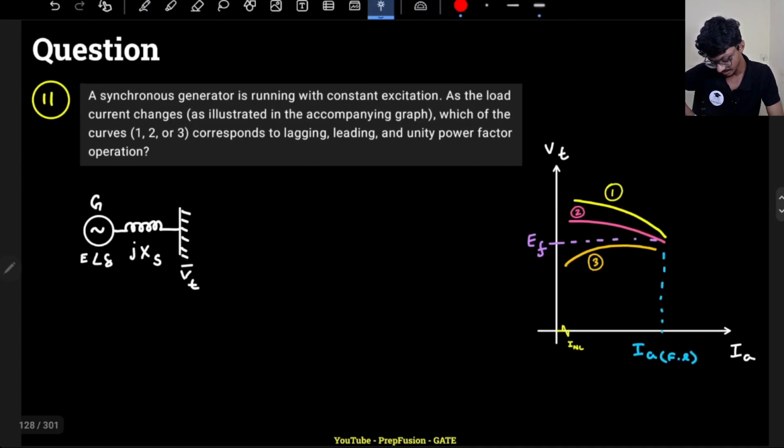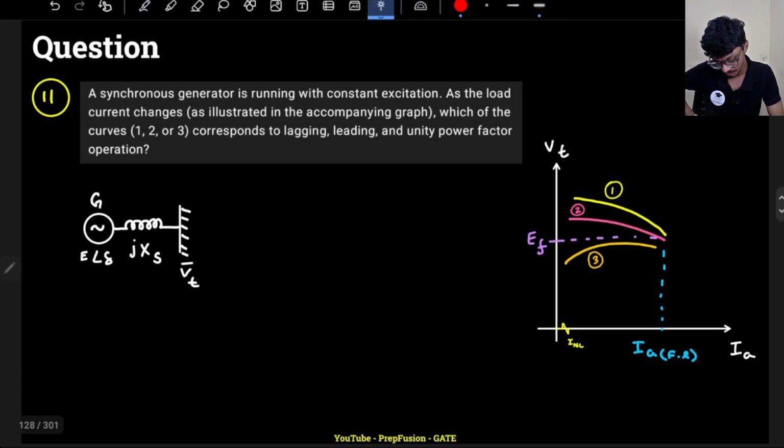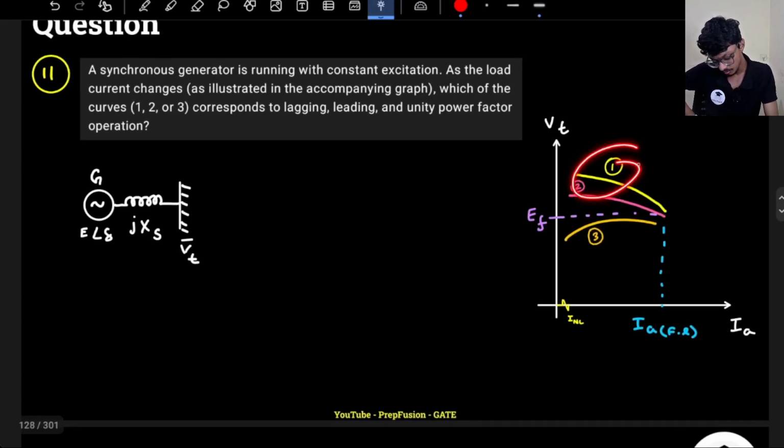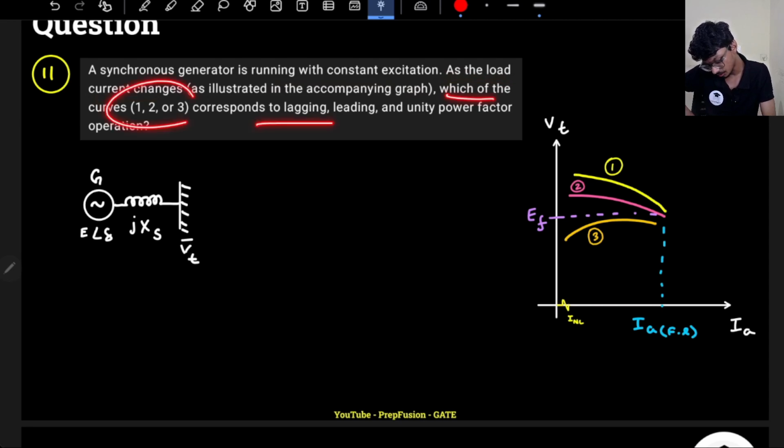Now let's do a very basic question. If I am giving you three graphs, and please don't look at the previous graphs, try to answer this right now itself. I have these three curves, and a synchronous generator running with constant excitation. As the load current changes, I am varying the load current, which of the curves correspond to lagging, leading, and unity power factor operation?